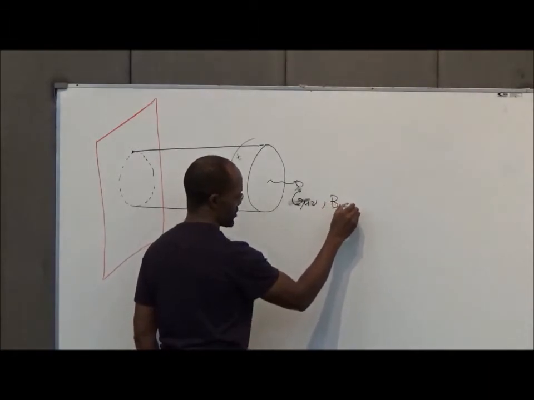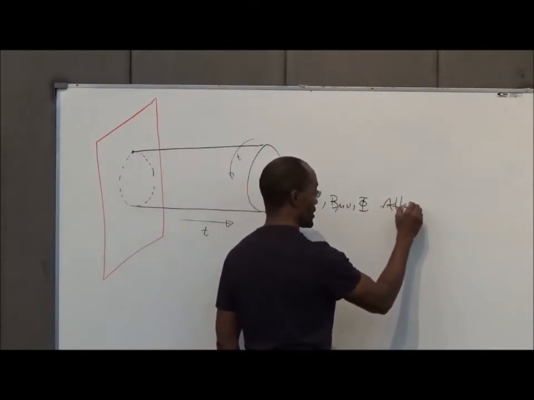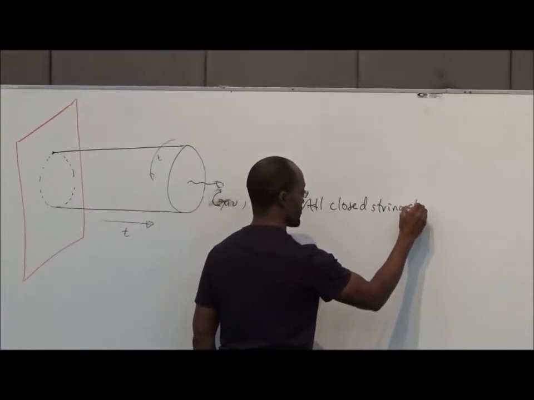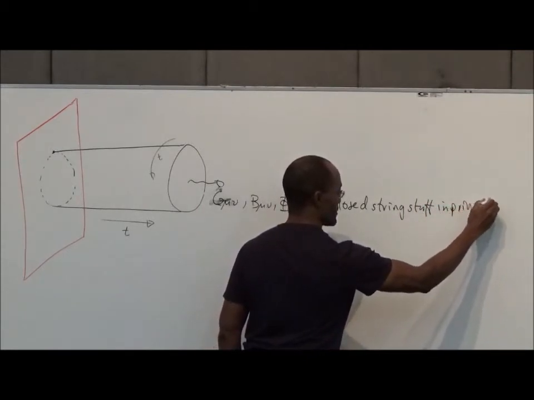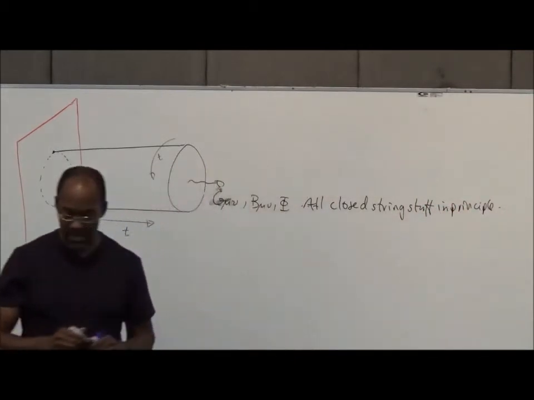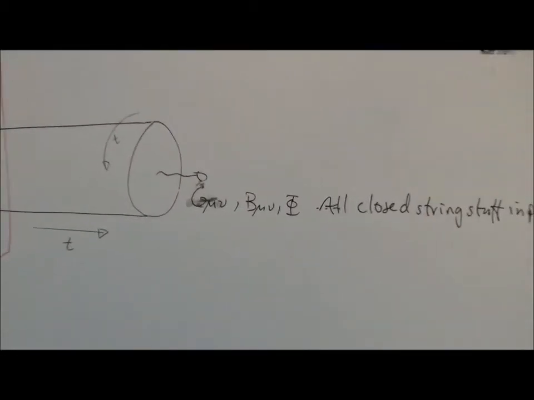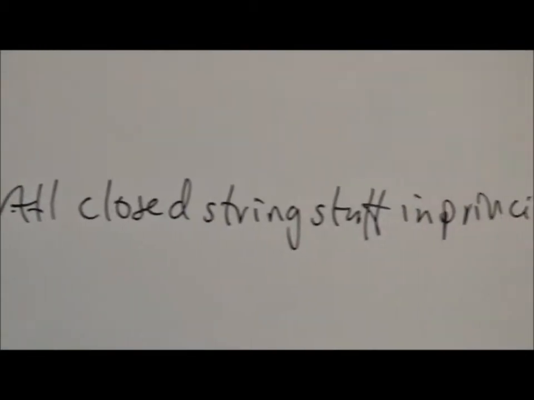I mean, it's emitting a bunch of other stuff too, right? Basically all closed string stuff in principle. We'll get to that in a moment. But that's the core diagram that we need to compute. Are there any questions about that? That's sort of a hugely fundamental diagram in all of this.